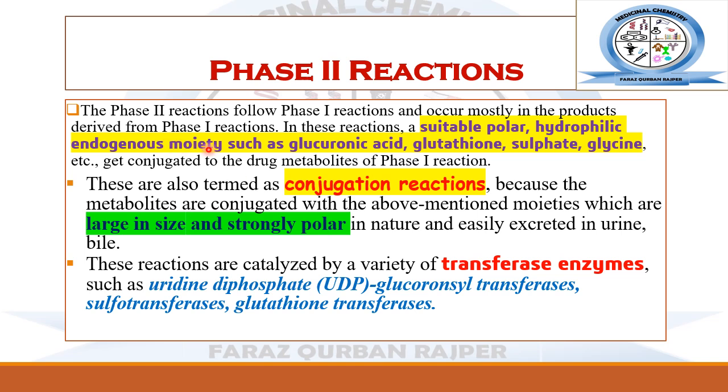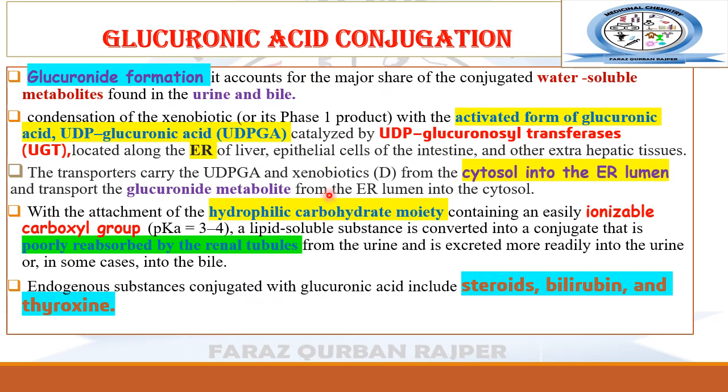Why polar? Because all these molecules are hydrophilic or polar in nature. So now they can be easily excreted out into the urine and bile depending on the type of drug. They are facilitated by transferase enzymes like glucuronosyl transferase, sulfonyl transferase and the glutathione transferase. Let's discuss the glucuronic acid conjugation.